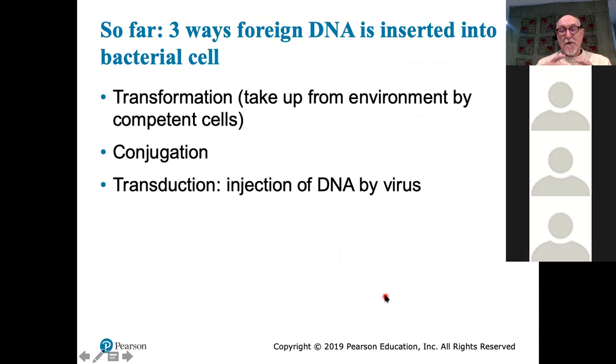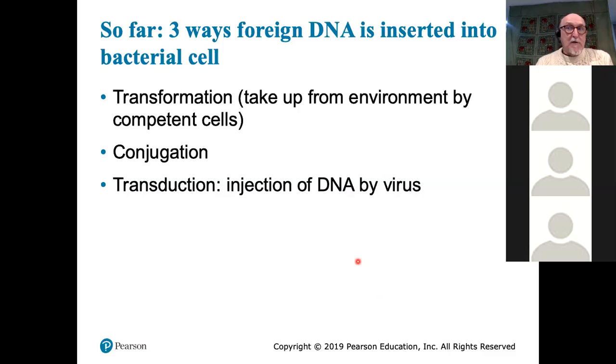So I just want to remind you that all of the things we have been talking about have been ways in which DNA is naturally passed from one bacterial cell to another. These processes happen in nature. The cells will take up DNA free from the environment. They will take up DNA from other bacteria that conjugate with them. And they will also take up DNA sometimes when they're infected with viruses, which is a process called transduction.